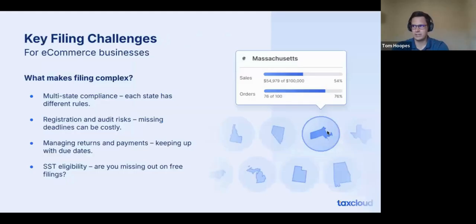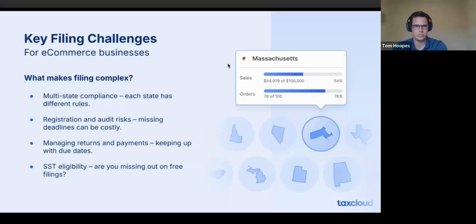Some of the key filing challenges that I've noticed, especially in e-commerce businesses, is understanding your footprint. So understanding where you need to be registered, understanding your tax collection responsibility. There are over 13,000 taxing jurisdictions in the United States. So you need to make sure that you have a system or a process or a tool that can help you calculate in all of those jurisdictions, and then also report in those jurisdictions and make sure that you're reporting timely and accurately.